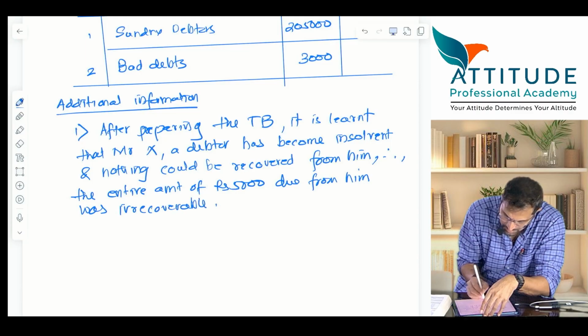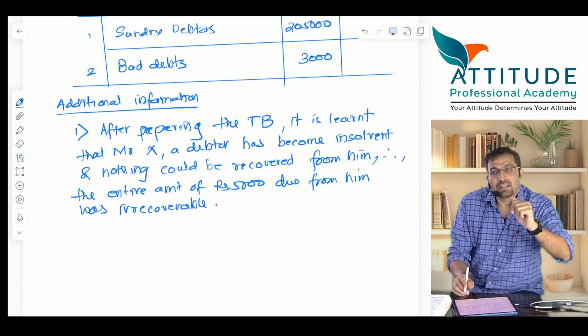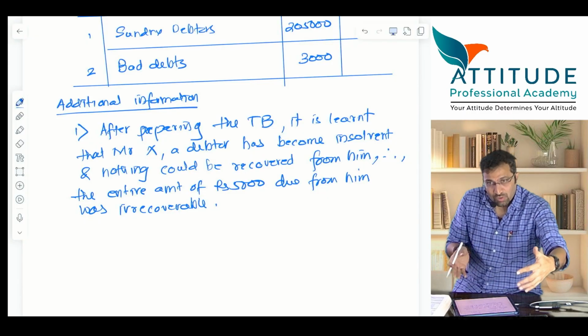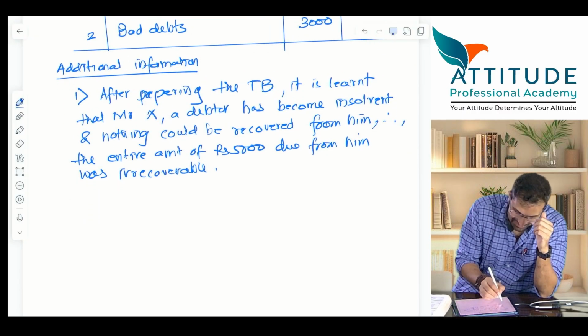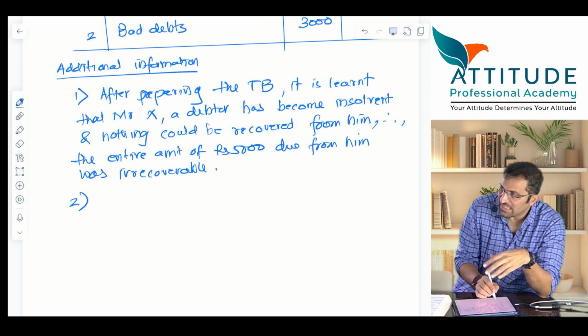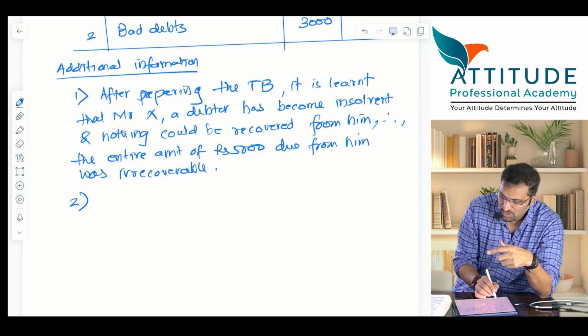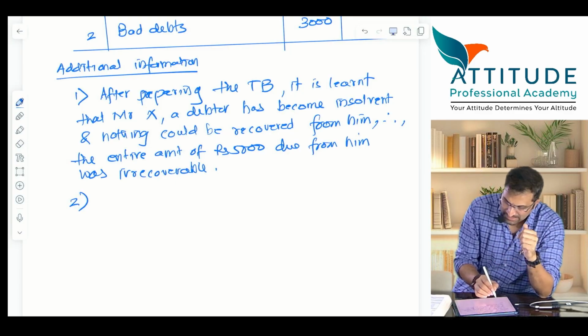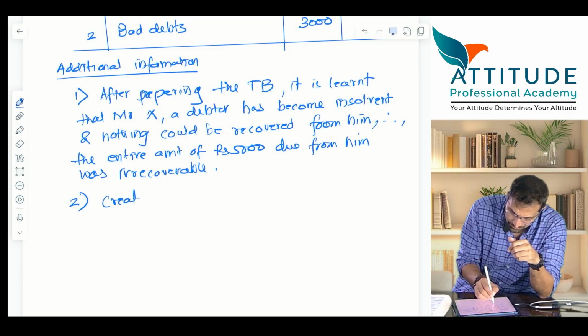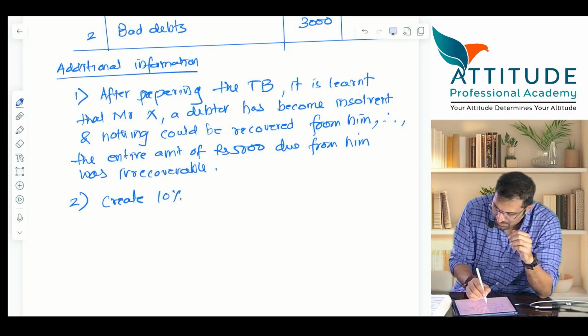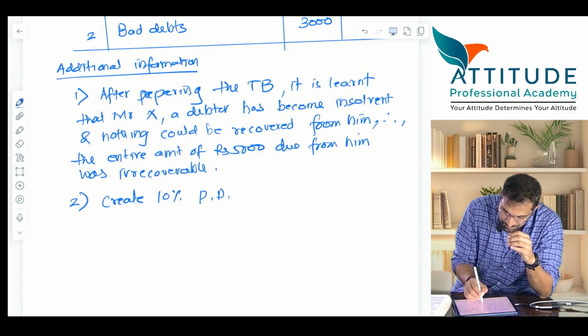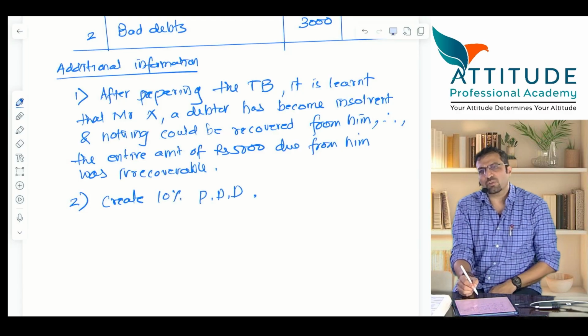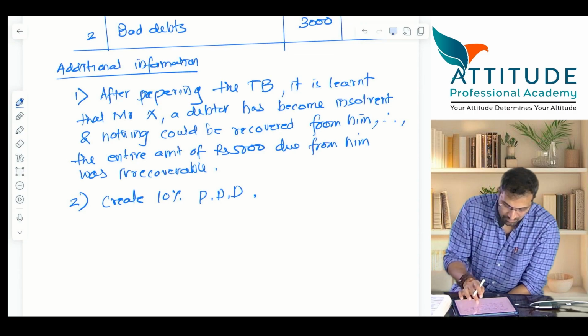Irrecoverable means what? Bad debts. So bad debts is not one sentence quarter. Is that clear? These are bad debts appearing in trial balance or outside trial balance? So for 5000, do we have to pass the entry or not? Yes, pass it. Next, create 10% PDD. PDD is provision for doubtful debts. Required.